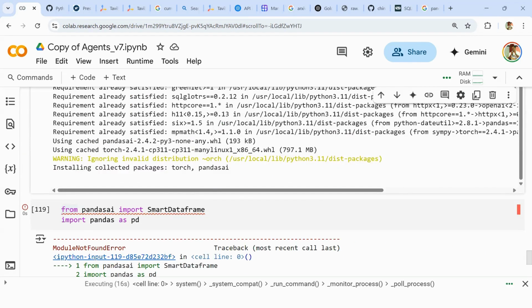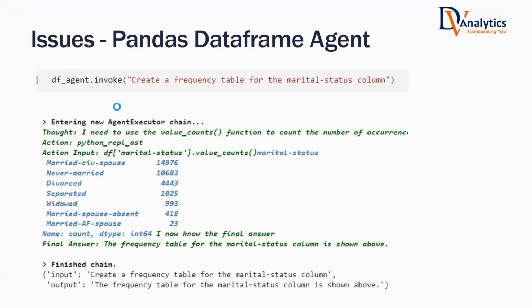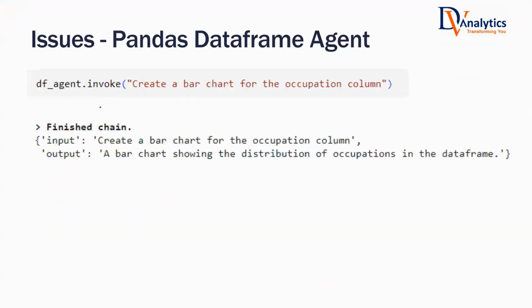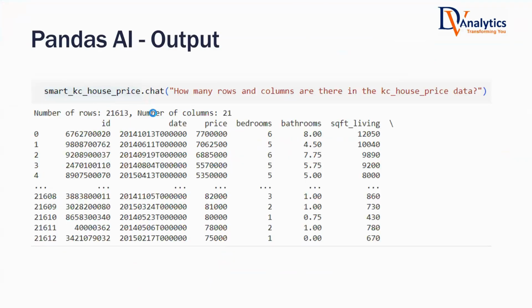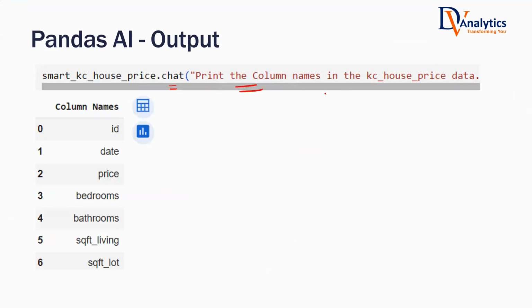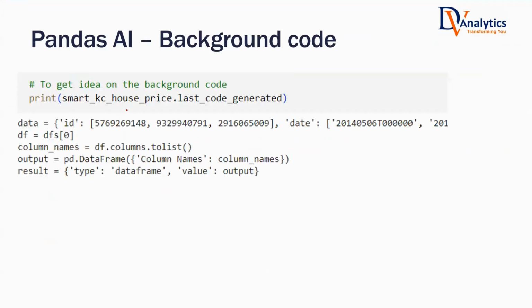So the way it will work is, once you create a smart data frame, you just say smart AI, smart data frame. Then how many rows and how many columns are there? The option here is the chat. Once you say smart data frame dot chat, if you ask a question, the same way internally the code will be created and that will be executed. And then once you ask print the column names in this data frame, it will try to print the column names. It will also do somewhat difficult tasks as well.